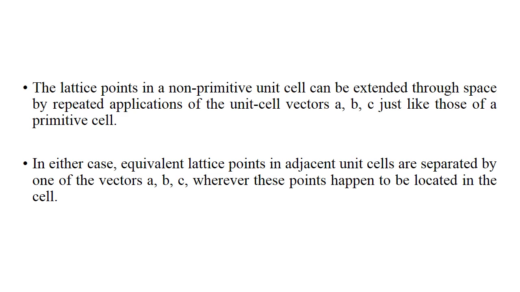We may regard the lattice points associated with a unit cell as being translated one by one or as a group. In either case, equivalent lattice points in adjacent unit cells are separated by one of the vectors A, B or C, wherever these points happen to be located in the cell.